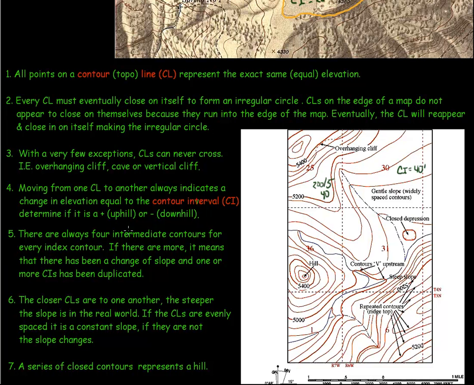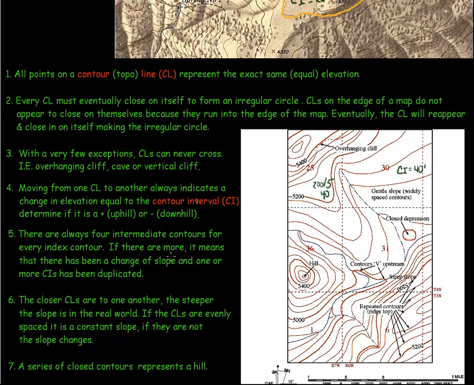There's always 4 intermediate contours for every index contour. The intermediate contours are the lighter colored things. Index contours are the darker colored things. And if you take a look at it, we have 1, 2, 3, 4 of those, and you get another index. And you have 1, 2, 3. You don't have 5 of them, so you don't have another index contour. But if we go this way, we have 1, 2. Well, we still don't have another one.